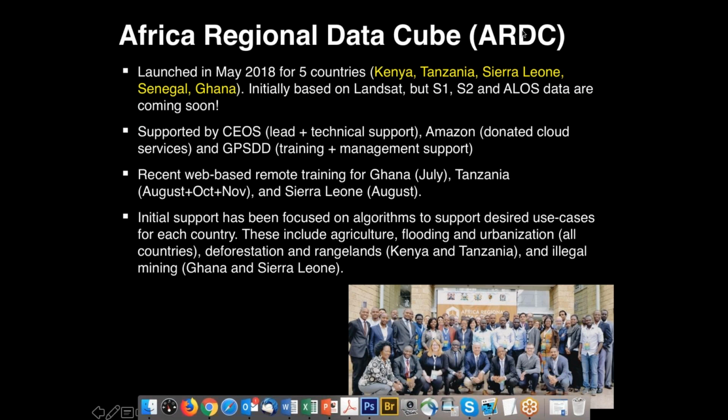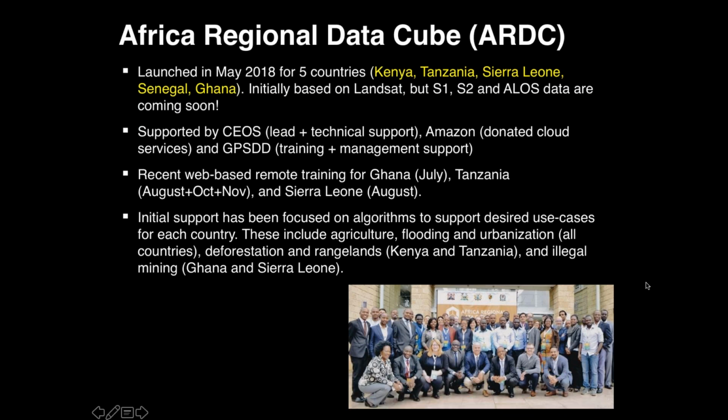So the African Regional Data Cube was launched back in May for the 5 countries. We have Landsat in the cube now. We're working very hard to add in Sentinel-1, Sentinel-2, and ALOS data. I say it's coming soon. I truly hope within 1 to 2 months we will have it in there, probably early 2019 at the worst. And certainly we want to update your Landsat data so that you have the most current data in there as well.